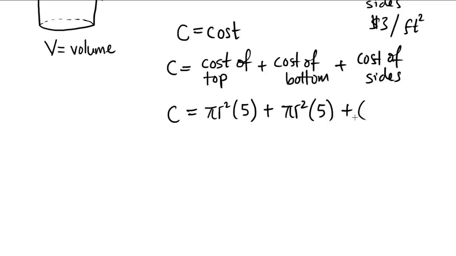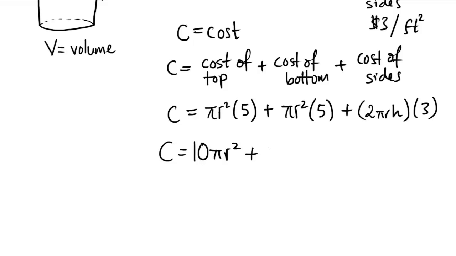So in this part here, I would write 2 pi r h, and then times the cost of the sides, which is 3. So let's clean that up. That's 5 pi r squared plus another 5 pi r squared, which is just 10 pi r squared. And here we have 6 pi r h.